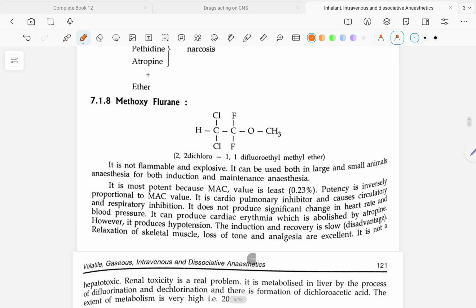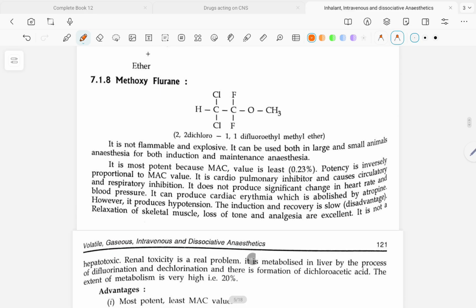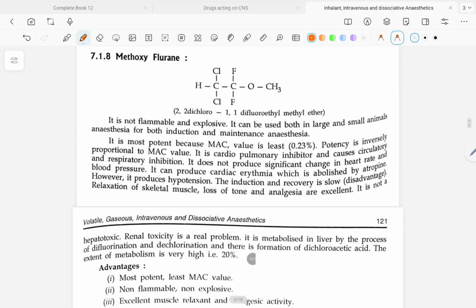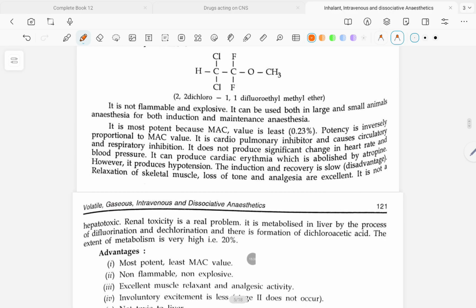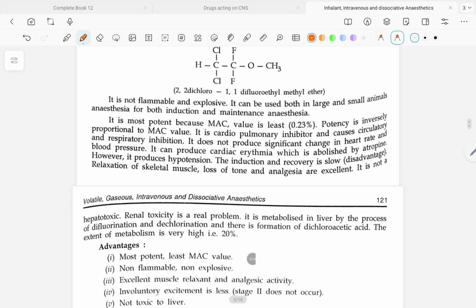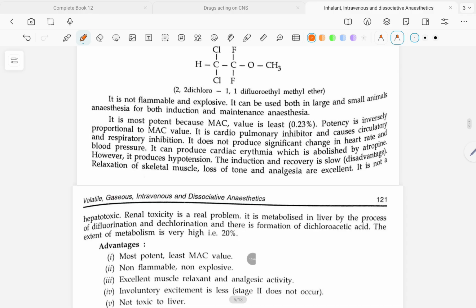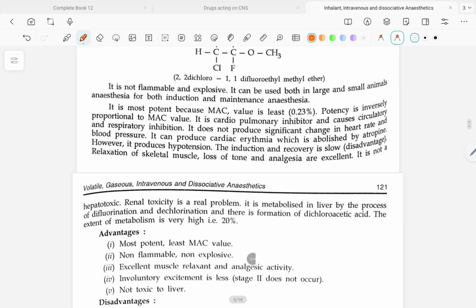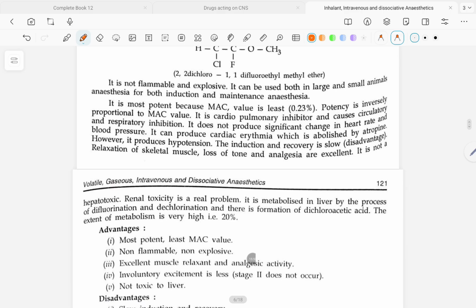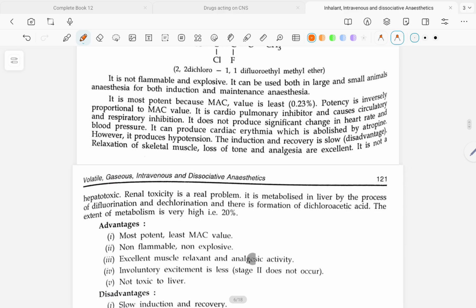Methoxyflurane. It is not flammable and explosive. Can be used both in large and small animal anesthesia for both induction and maintenance anesthesia. It is most potent because MAC value is least, 0.23%. Potency is inversely proportional to MAC value.